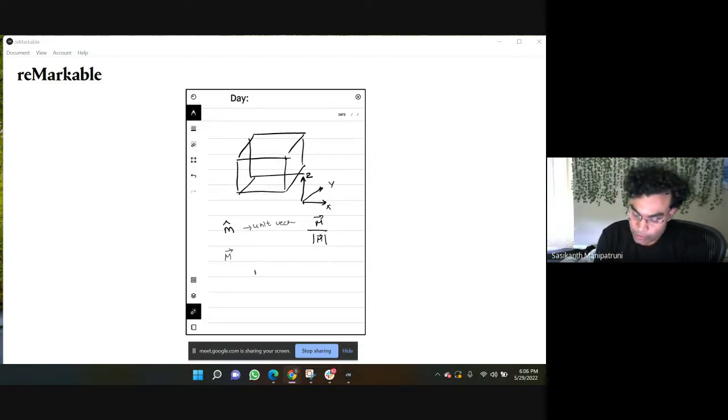Okay. So this one, m hat, can be plus x or minus x, plus y or minus y, plus z or minus z. Okay. How many states are these? 6 states. So this is called sexternary logic or 6-state logic or 6 states of the magnet.